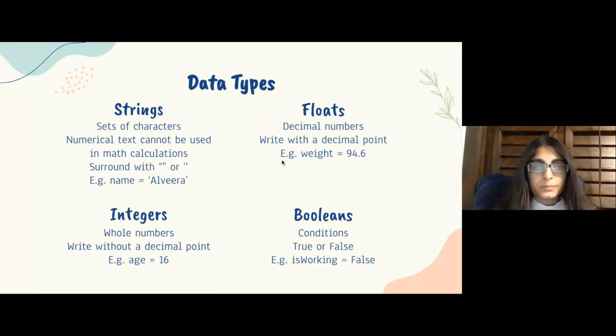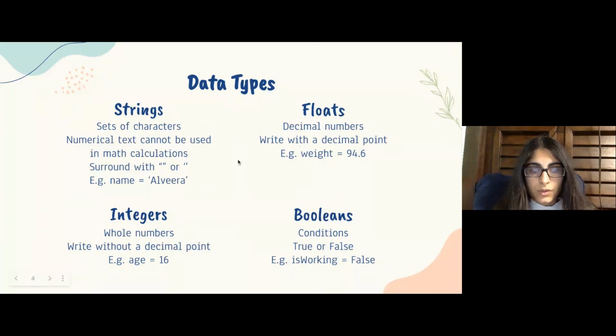And here we're going to go over our data types. So the first one we talked about was strings. Strings are a set of characters. If you have numerical characters inside, they can't be used in math calculations. They're literally just characters on a screen. So you can surround them with double quotes or single quotes. For example, we have this variable called name equals, which is my name, Elvira. I started with single quotes, but I could have used double quotes too. I can't use this in any sort of math calculation.